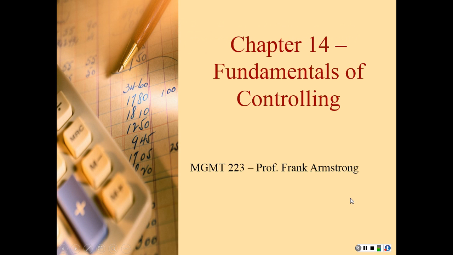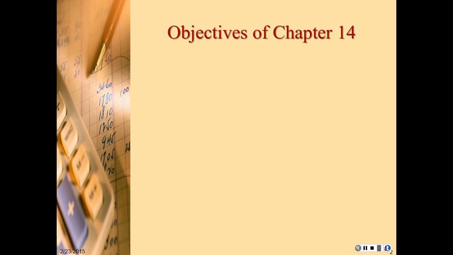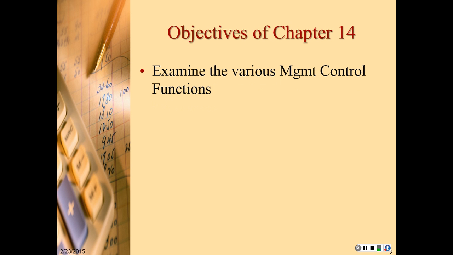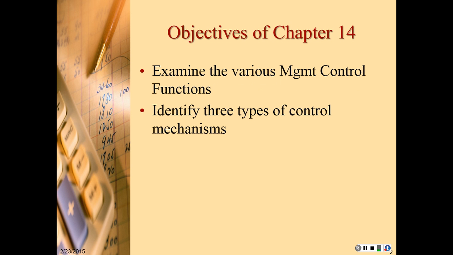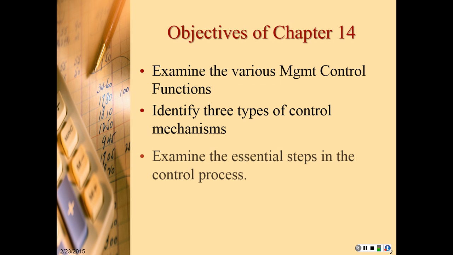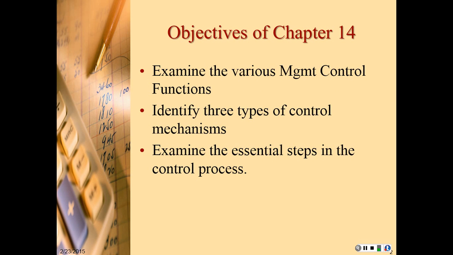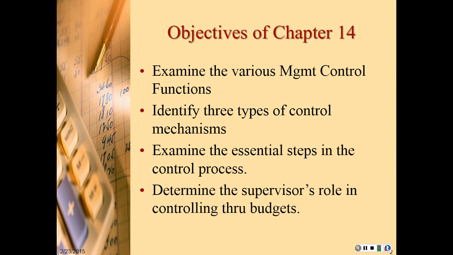Okay, here we are, finally, the final chapter. I know you're excited about this because the course is now coming to an end. We're going to look at Chapter 14, the fundamentals of controlling. So let's look at the objectives for Chapter 14. We want to look at the various management control functions. We're going to look at 3 types of control mechanisms, examine the essential steps in the control process, and take a look at the supervisor's role in controlling through budgets.